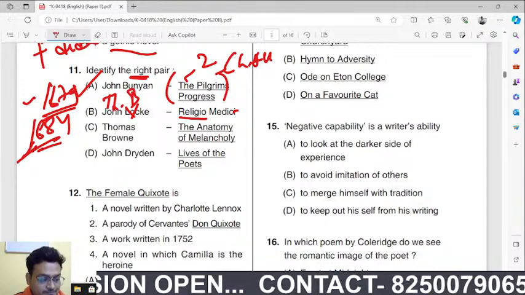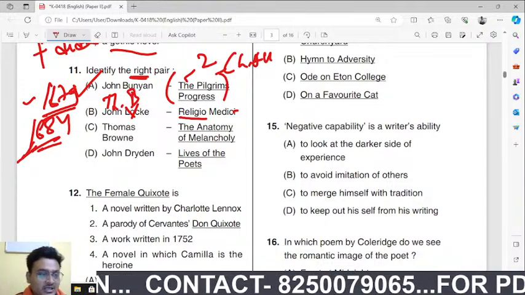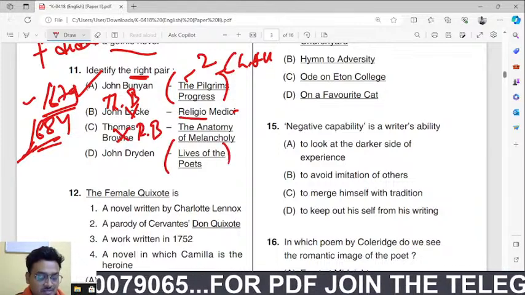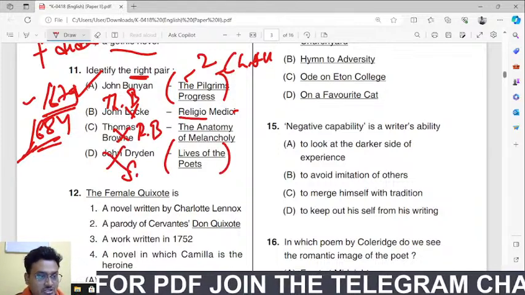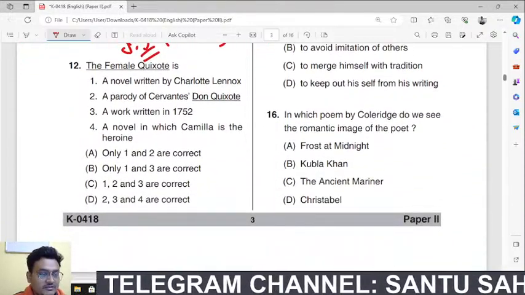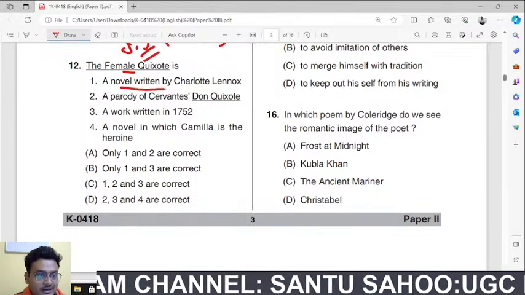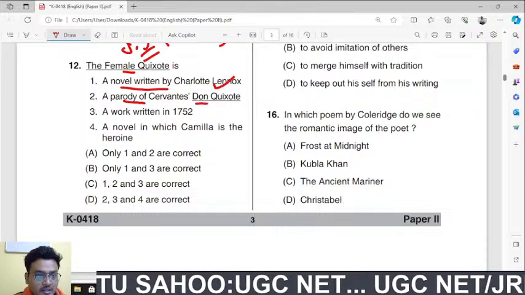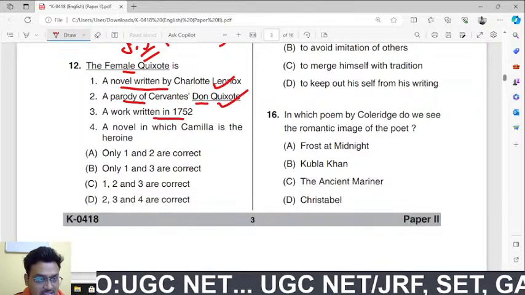And here we have The Anatomy of Melancholy. It's by Robert Burton. Whereas Lives of the Poets, you all know, is by Samuel Johnson. Now here is question 12. The Female Quixote by Charlotte Lennox, a novel written by Charlotte Lennox. That is true. It's a parody of Miguel de Cervantes' Don Quixote. It was also written in 1752.